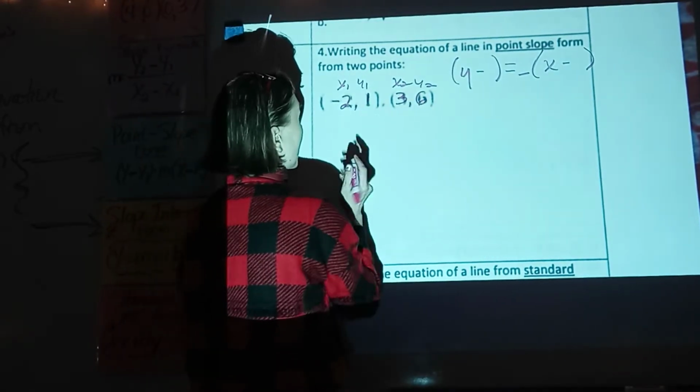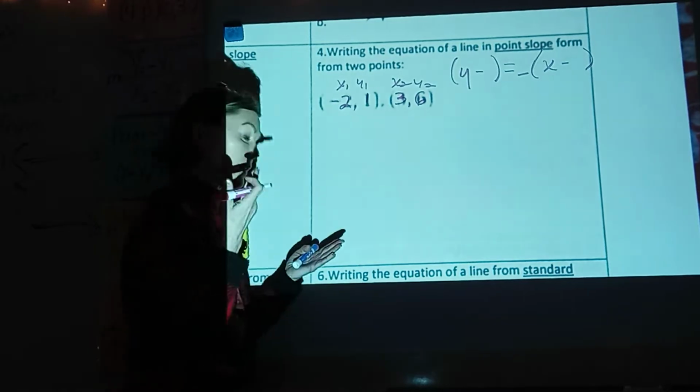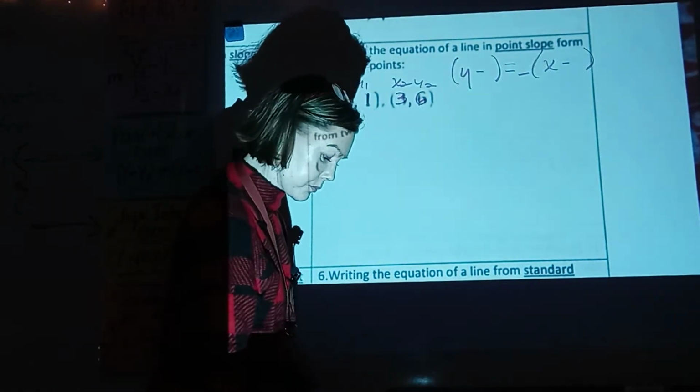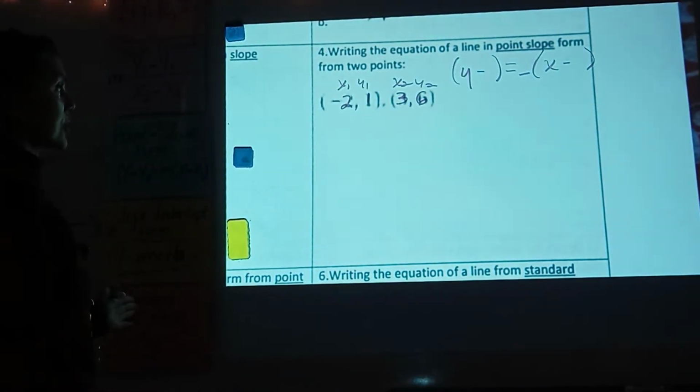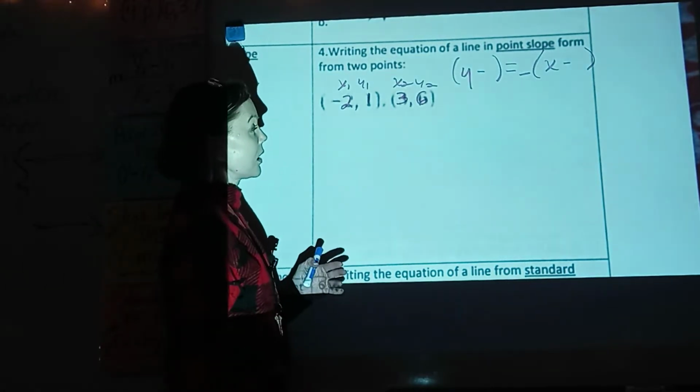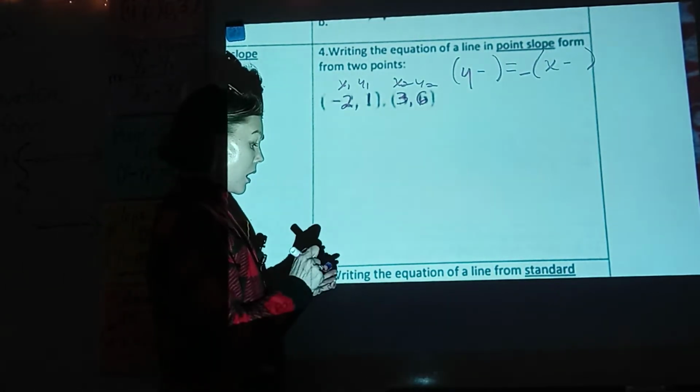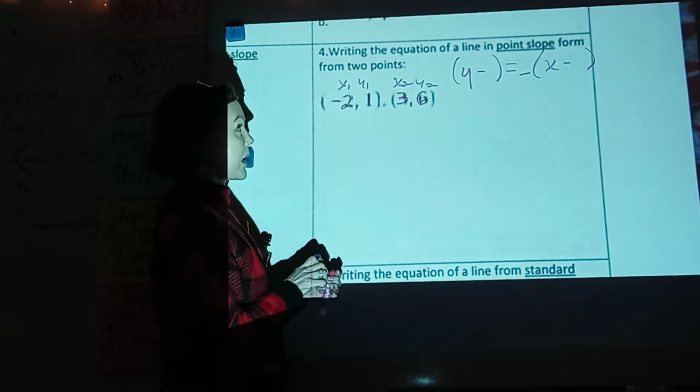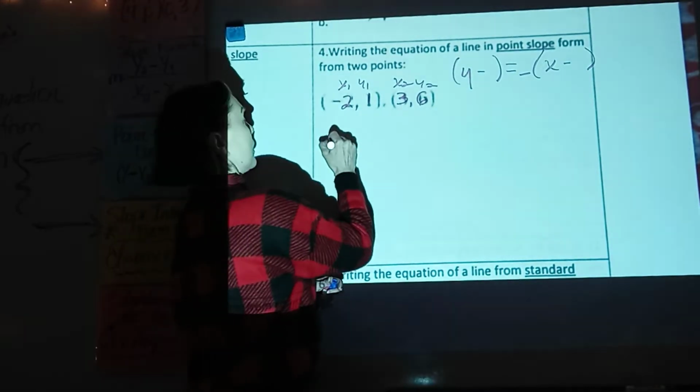Now, with my other classes that I'm not recording live, you're going to have a couple of minutes to try this yourself, and then we're going to play this to make sure that you did it correctly. So again, we have to find the slope. So let's do it.